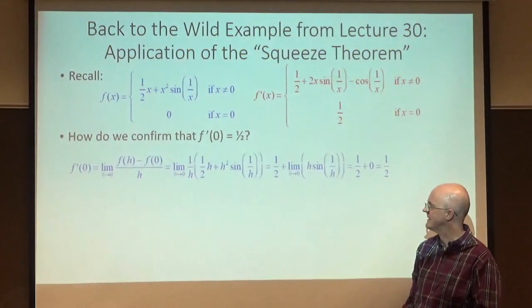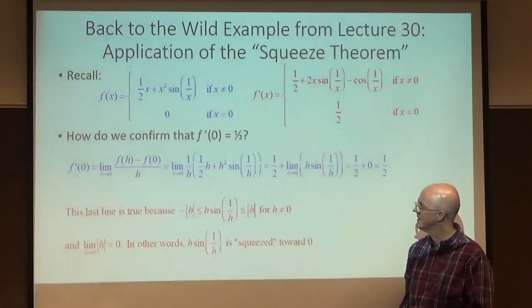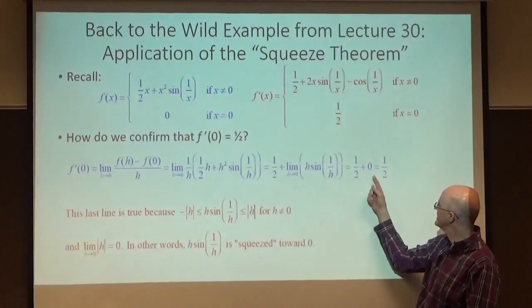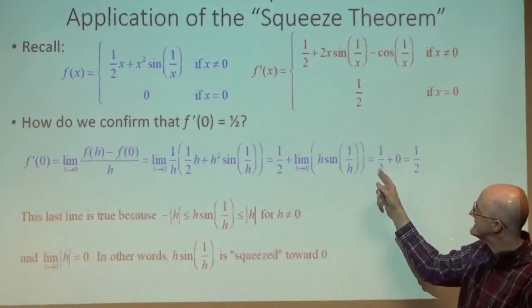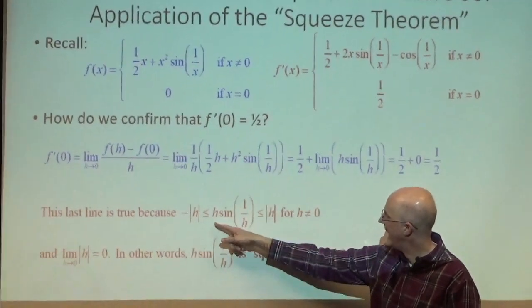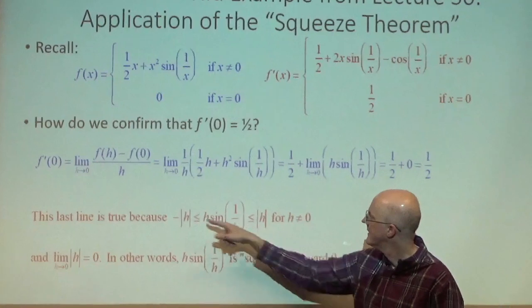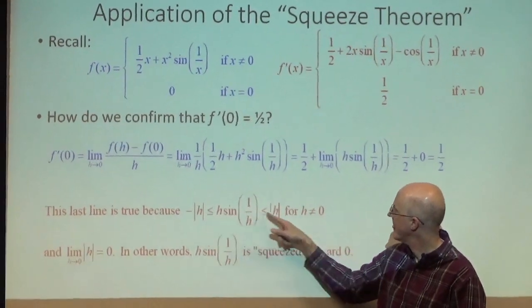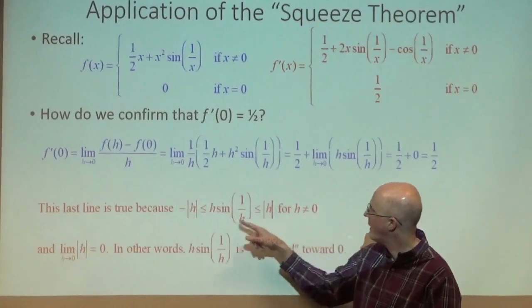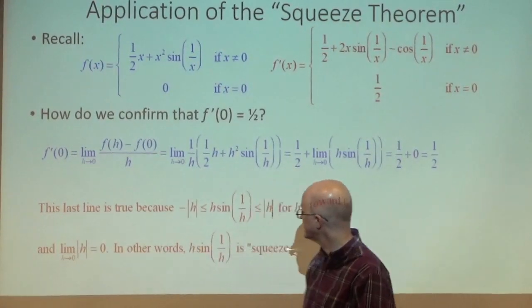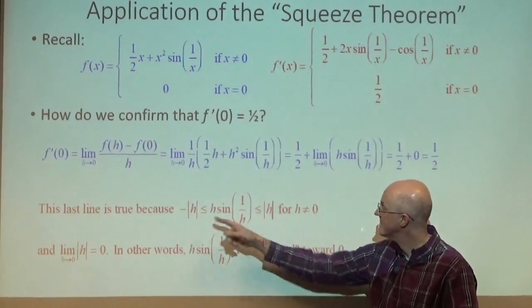I'm not going to state the theorem, but I'll give you the basic idea of it. This last line is true. This limit equals 0. Why? Because this function here, h sine of 1 over h, is always between these two functions, the negative of the absolute value of h and the positive of the absolute value of h, when h is non-zero. And both of those functions do go to 0 as h goes to 0. So this function is squeezed between these two functions. It must also go to 0.